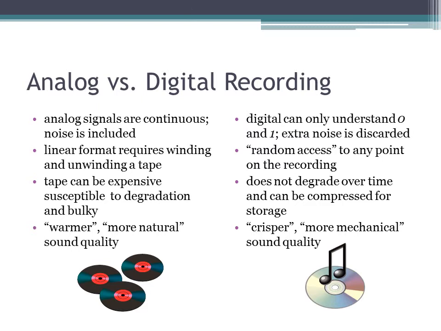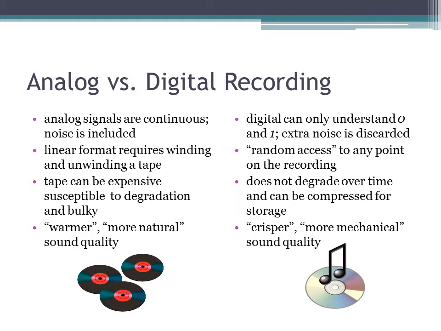In analog recording, it's a linear format. You have to wind and unwind to get where you want to be. On the other hand, digital allows random access to any point on the recording, so you can get right where you need to be, right when you need to be there. Also, tape can be very expensive, take up a lot of space, be difficult to store, and needs to be stored under proper conditions, otherwise you lose it. Whereas digital recording is not going to degrade over time, it can be compressed, and it's a lot easier to store.